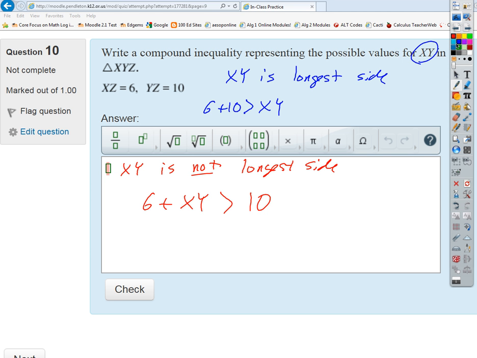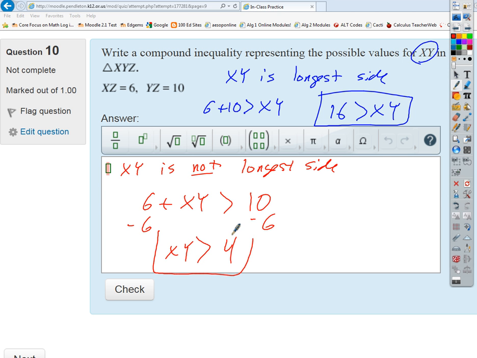Well, how do I solve this one? 10 plus 6. So this gives me 16 is greater than XY, or another way of saying that is XY is less than 16. What about down here? How do I solve for XY? Subtract 6. And I get XY is greater than 4. So I've got to say both of those two things combined.